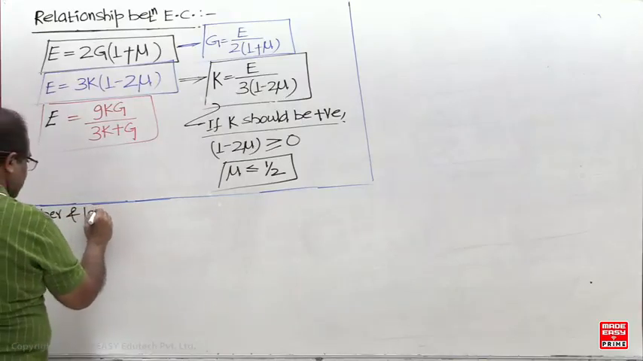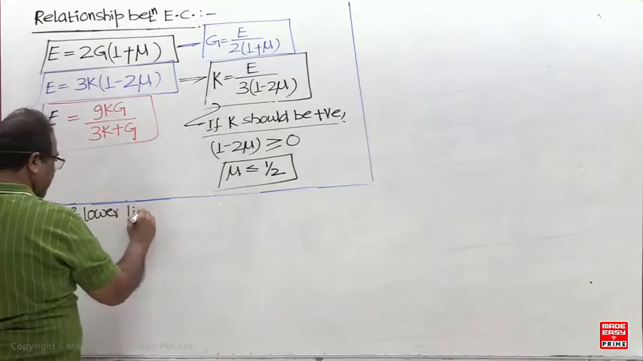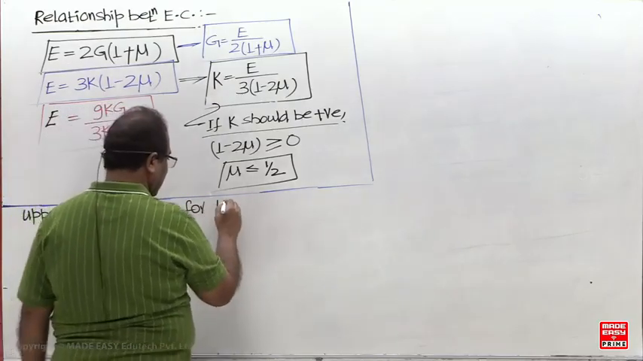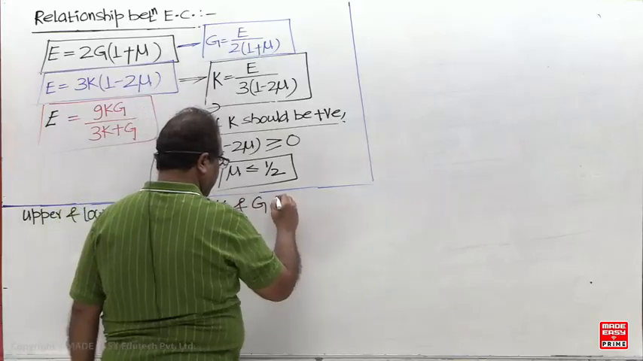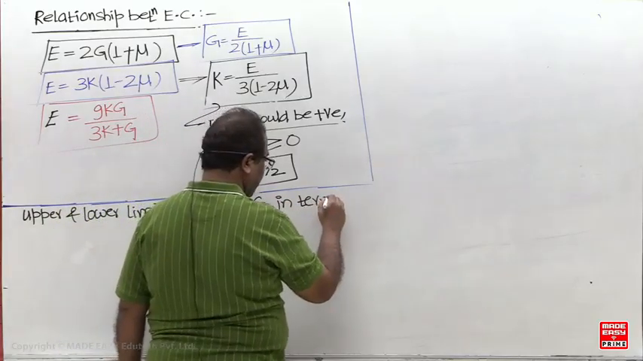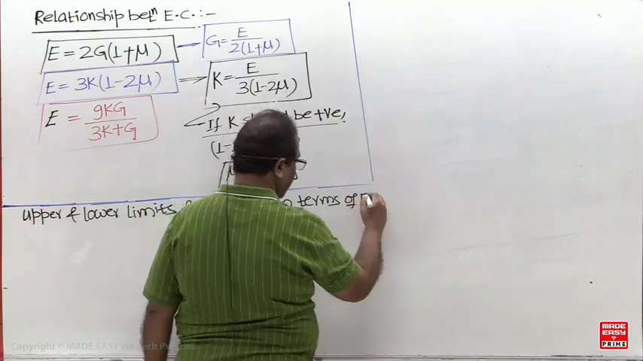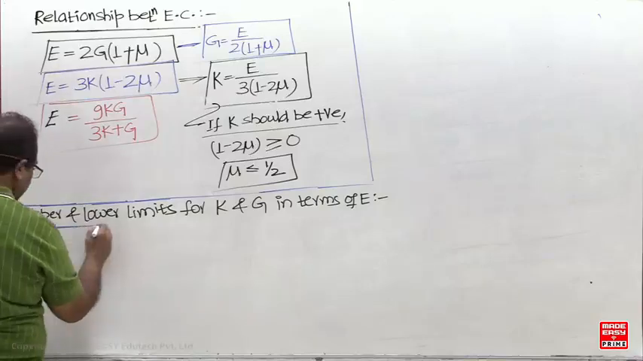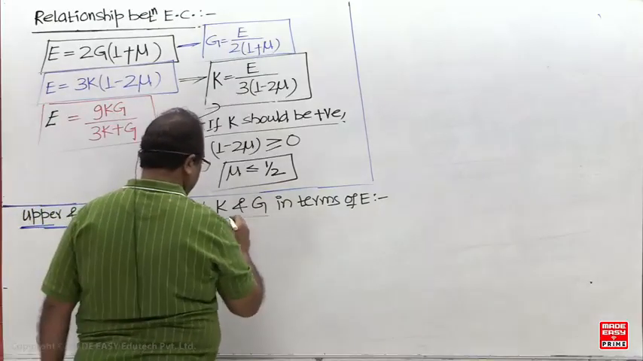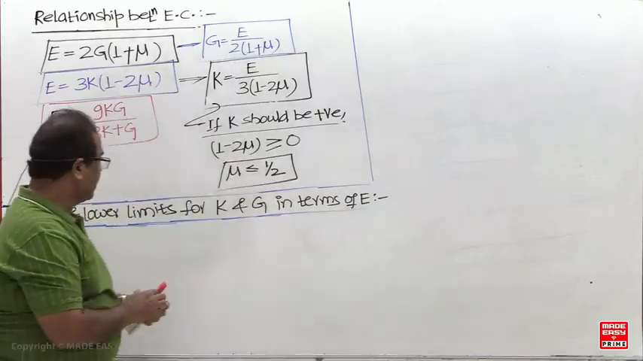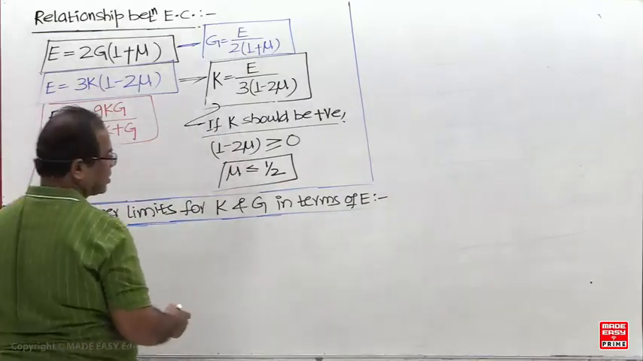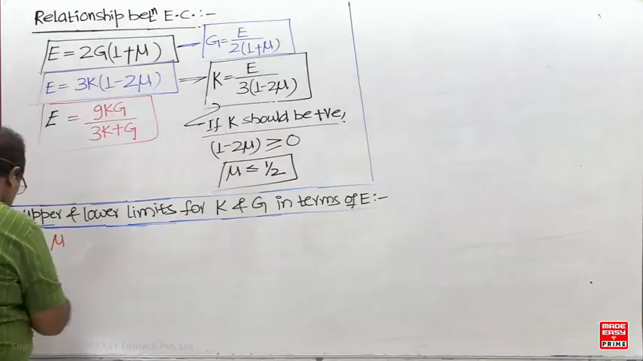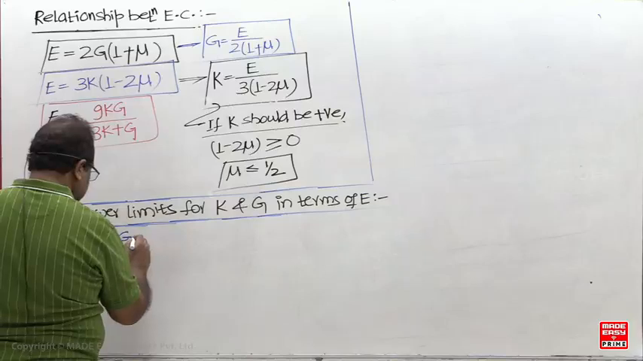Upper and lower limits for K and G in terms of E. Also mu and G.